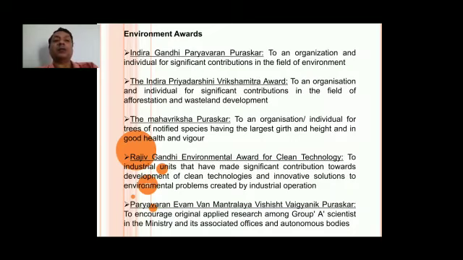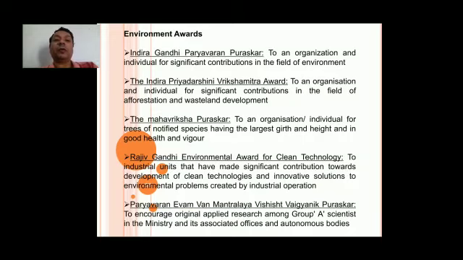Rajiv Gandhi Environmental Award for Clean Technology to industrial units that have made significant contribution towards development of clean technologies and innovative solutions to environmental problems created by the industry's operation. So mainly to promote the industry, there is the award. This is the Rajiv Gandhi Environmental Award.